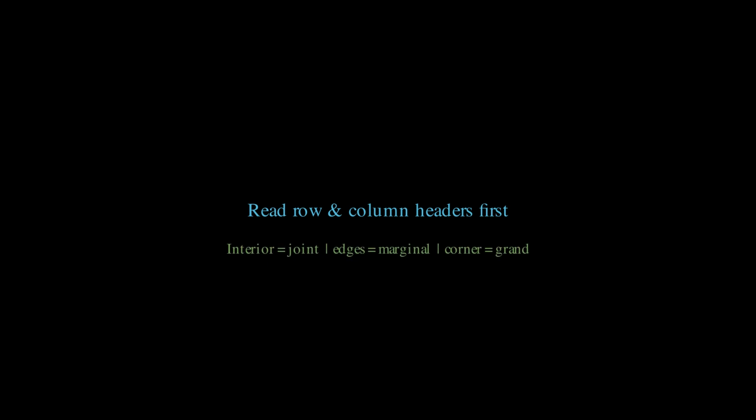Start every problem by labeling what rows mean and what columns mean. The SAT hides the story in those headers. Joint counts live in the interior. Marginal counts live on the edges. The grand total is your whole sample size when everyone is included once.